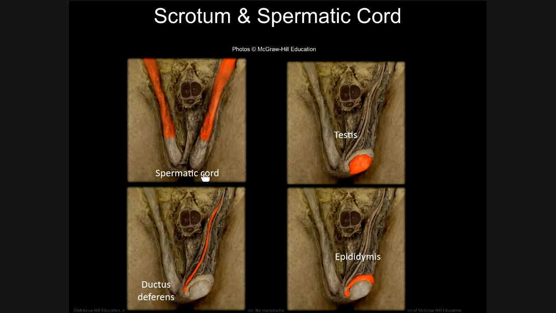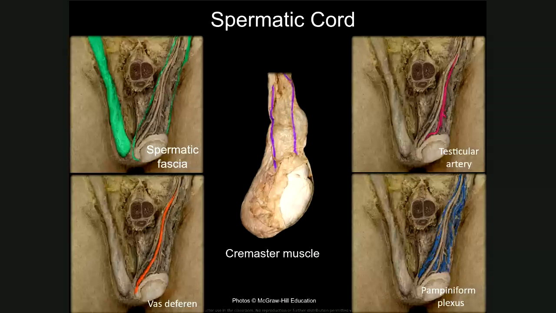This is the spermatic cord. This is the testis. This is the ductus deferens, and this is the epididymis. There you go, in the human cadaver. You also see the spermatic fascia and the vas deferens here. You also see the pampiniform plexus, which will play a big role in the discussions later on, and the testicular artery. You also see an example of the cremaster muscle and fascia.